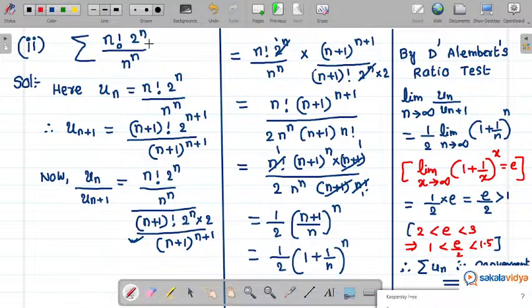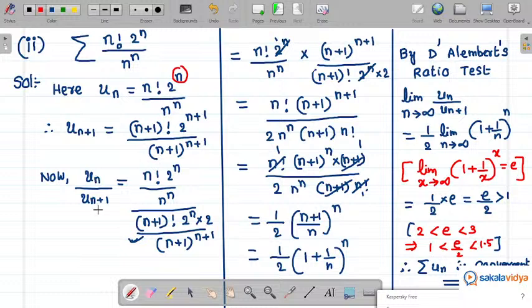Sigma n factorial 2 to the power of n by n to the power of n. So here the nth term u_n is equal to n factorial into 2 to the power of n by n to the power of n. First let us find u_(n+1): in the place of n, replace n plus 1. So (n+1) factorial 2 to the power of (n+1) by (n+1) whole to the power of (n+1). This is u_(n+1).